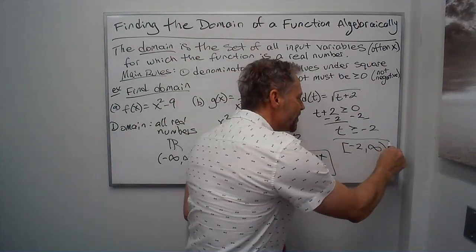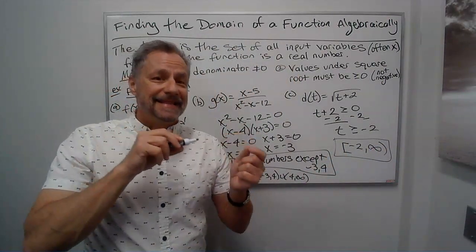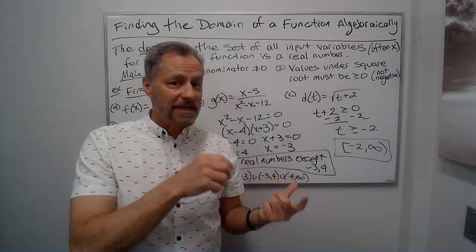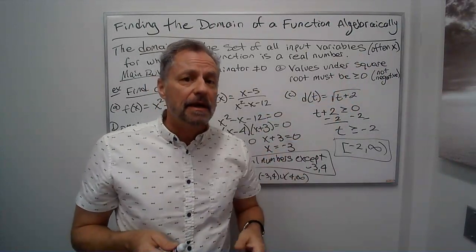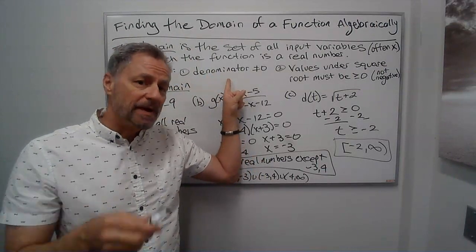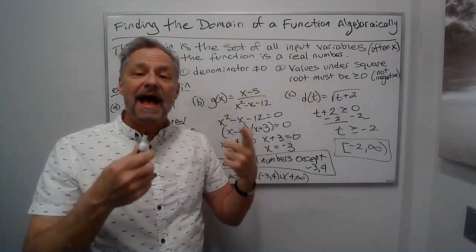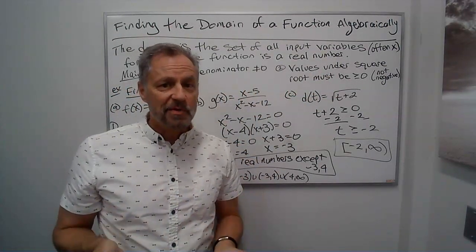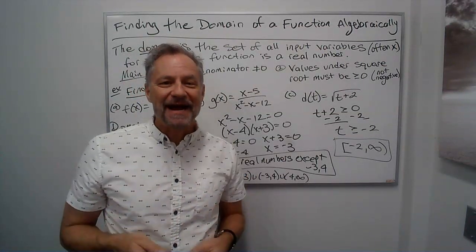All right, so that's the idea. There's some examples, different types of problems, but the idea of the domain, any value you can use for the input variable, often, again, that's x, but it doesn't have to be. And the two big things to look out for, denominator can't be 0. So any number that makes the denominator 0, throw it out. And if you have a square root, anything under the square root has to be greater than or equal to 0 because it can't be negative. All right, work with these in practice and you'll get it.